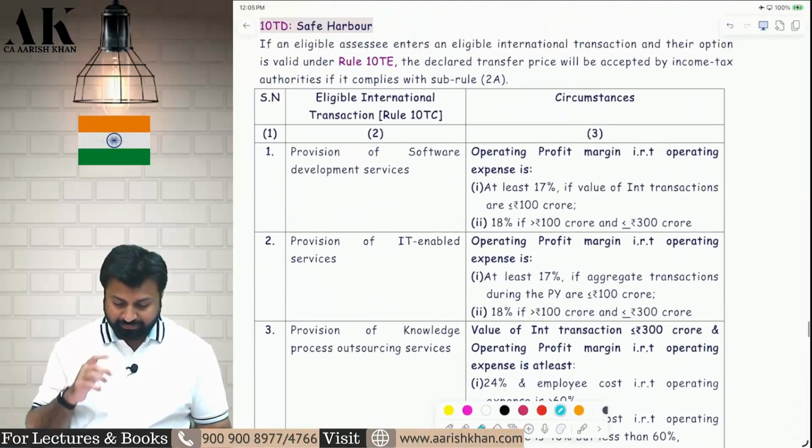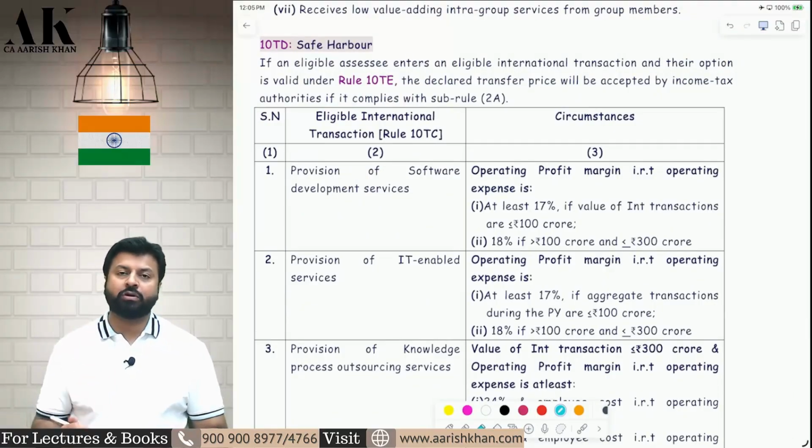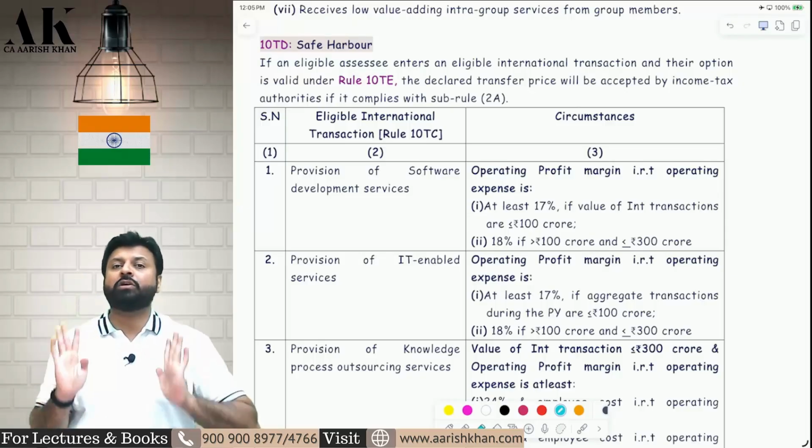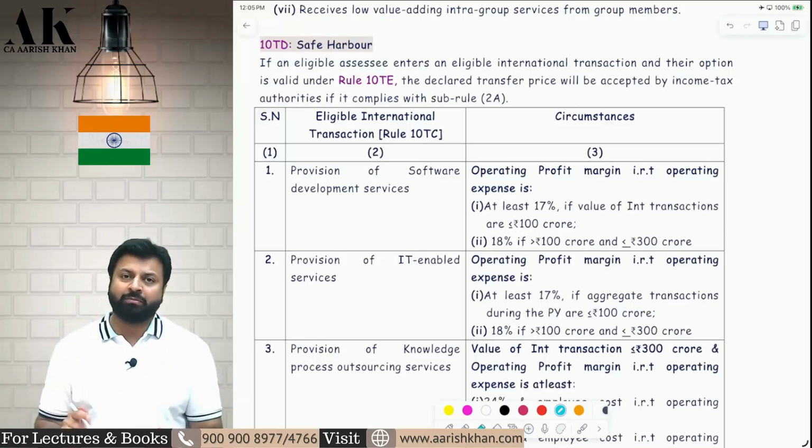The very first question, people, is what all things we are supposed to remember, sir? You are supposed to remember the nature of business. You are supposed to remember the transaction value. You are supposed to remember the margin. These are the three minimum things you have to remember. After that, whatever you want to remember, you remember.